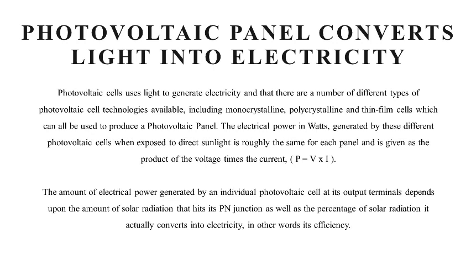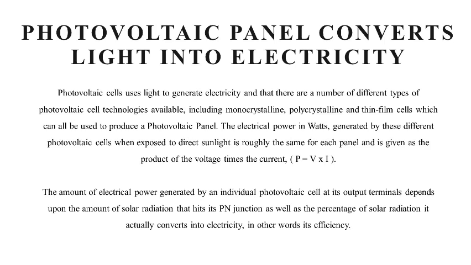Next, the photovoltaic panel converts light into electricity. Photovoltaic cells use light to generate electricity, and there are a number of different types of photovoltaic cell technology available, including monocrystalline, polycrystalline, and thin film cells, which can be used to produce a photovoltaic panel. Electrical power in watts generated by these different photovoltaic cells, when exposed to direct sunlight, is given as the product of the voltage times the current. P is equal to V multiplied by I.